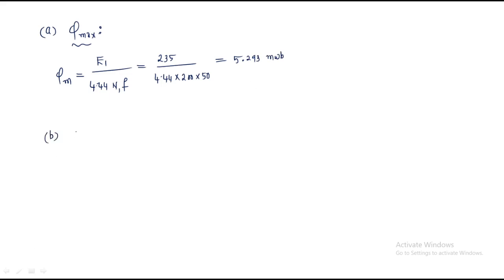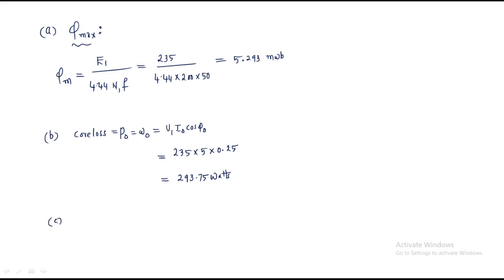And the second one is the core loss, P naught, which equals V1 I naught cos phi naught. The supply voltage is 235, into I naught, which is 5 amperes, and the power factor is 0.25. From this you will get 293.75 watts. This is about the core loss component.